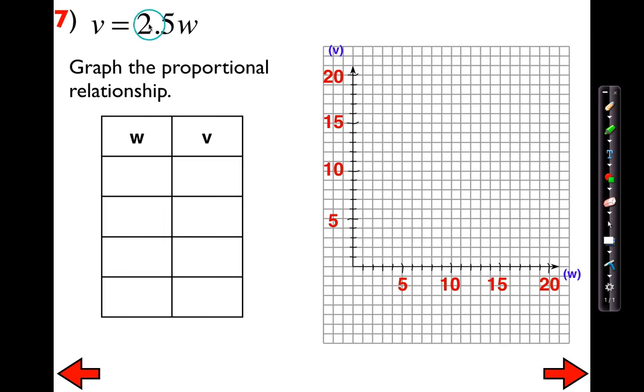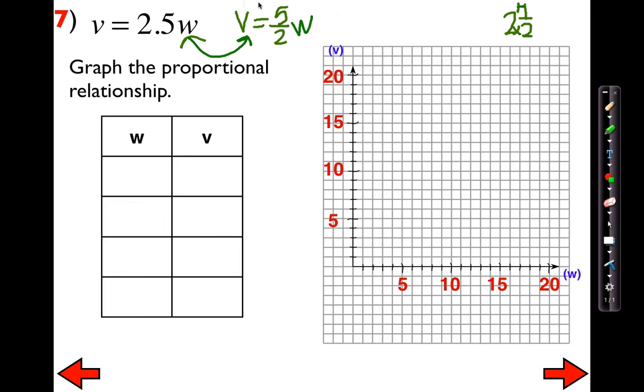So for this is 2.5, so I would write 2.5 like this. I would turn that into an improper fraction. 2 times 2 is 4, plus 1 is 5. So I would write this as v equals 5/2 w. These equations are equivalent, just one is expressed as a decimal, one is expressed as a fraction.